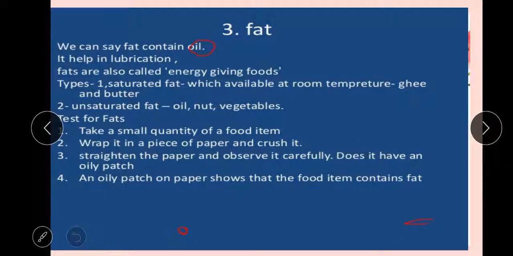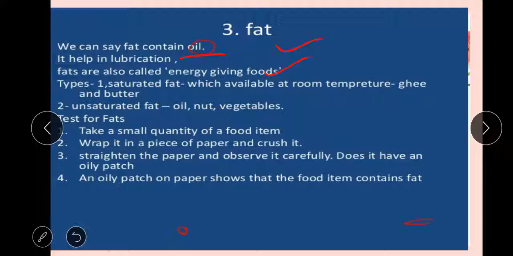Now, fat. We can say fat contains oil. It helps in lubrication of the liver and other organs. Fats are also called energy giving food. There are many types of fats. Saturated fats are solid at room temperature, such as ghee and butter. Also unsaturated fat is available in the form of oil, nuts and vegetables.